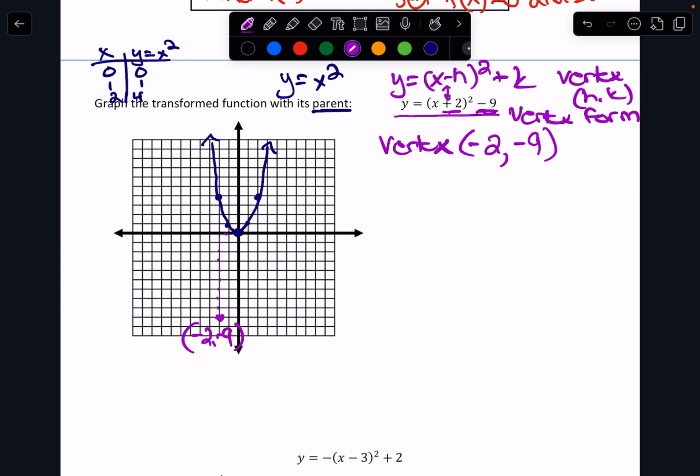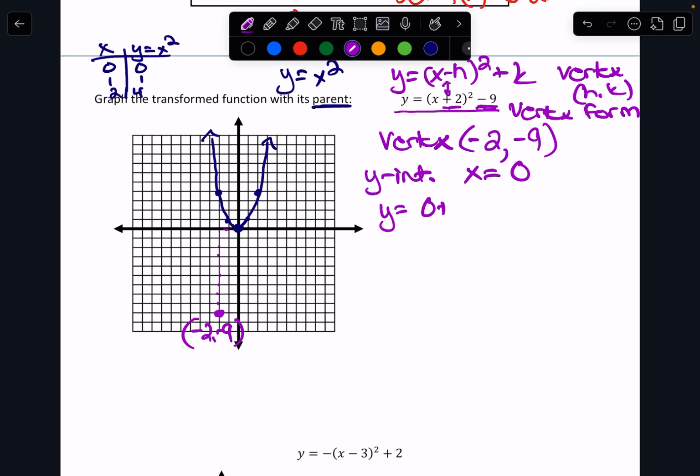And so what happens is it's still an upward opening because it's a positive. What we want to find next to help us graph it is the y-intercept. So remember that when we find that, we set x equals 0. So y equals (0 plus 2) squared minus 9. So y equals 4 minus 9 equals negative 5. So our y-intercept is 0, negative 5. We're going to plot that point here. 1, 2, 3, 4, 5. There's our 0, negative 5 right here.